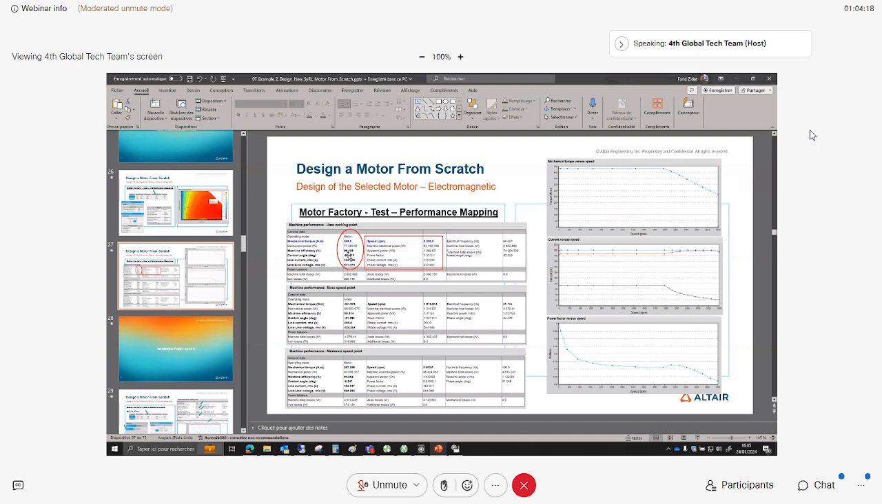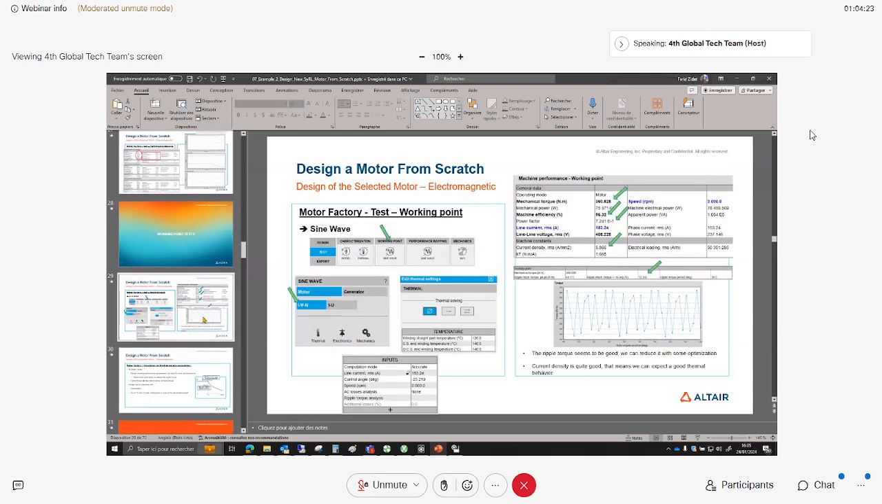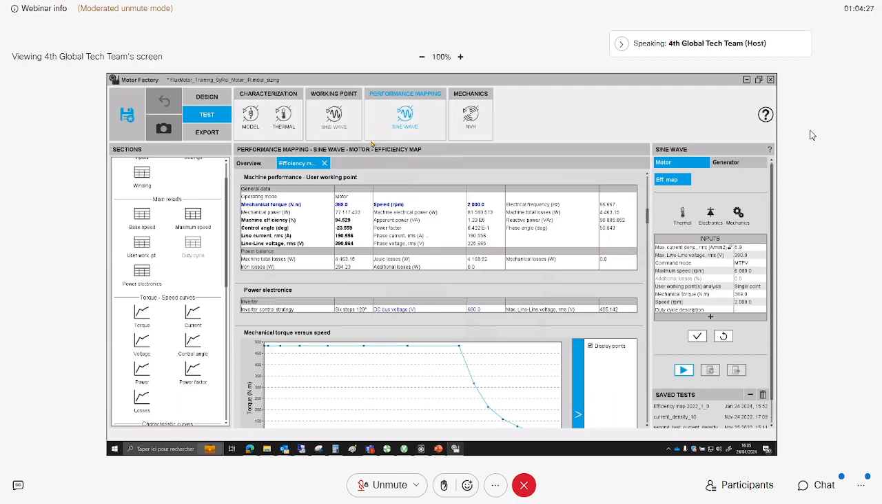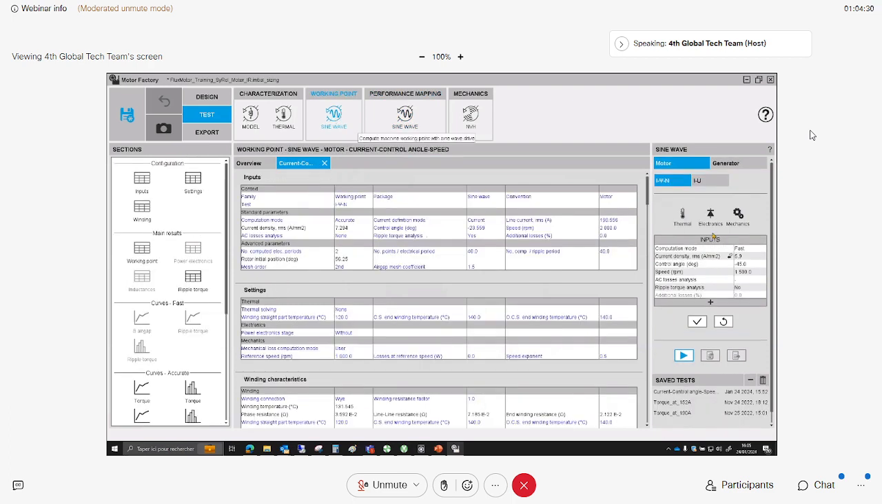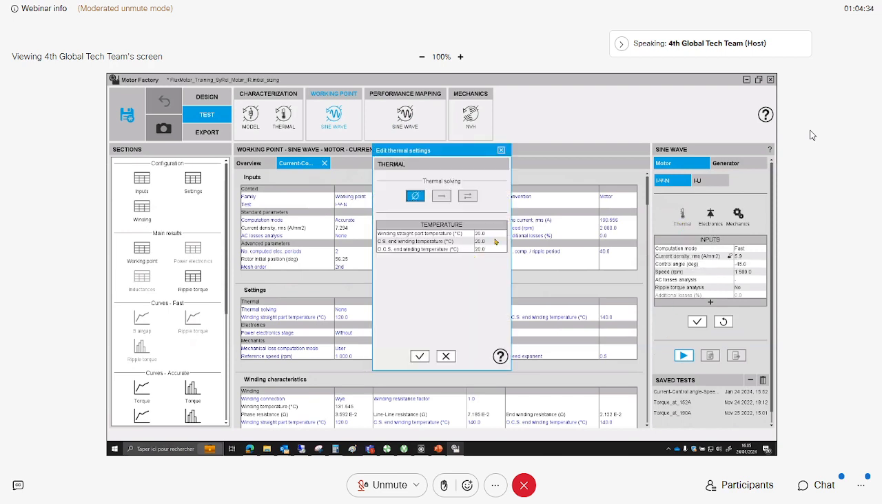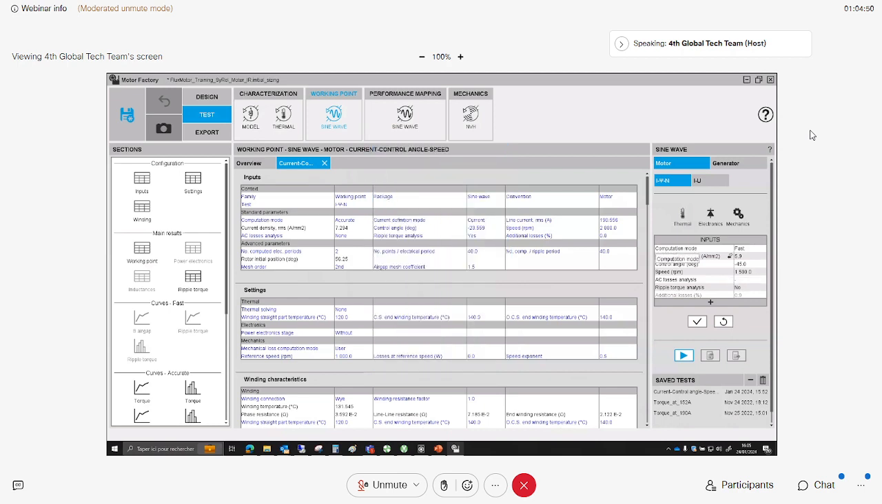You have the control angle, you have the speed, so you have all you need to perform the IPCN test. For the IPCN test, you have to go to the sine wave working point here, select IPCN test, and then put the temperature you think you are going to reach, at least the maximum temperature allowed for your winding, for your thermal class of your winding, and then perform the computation with that.